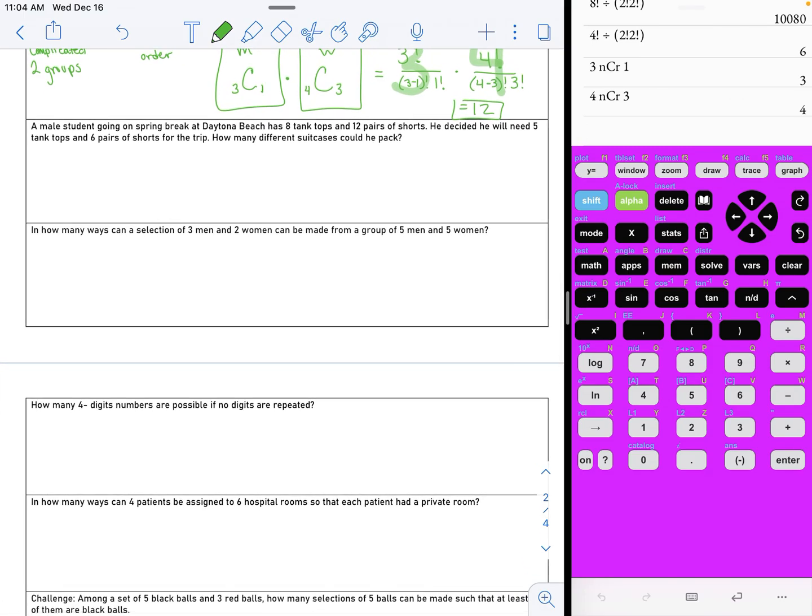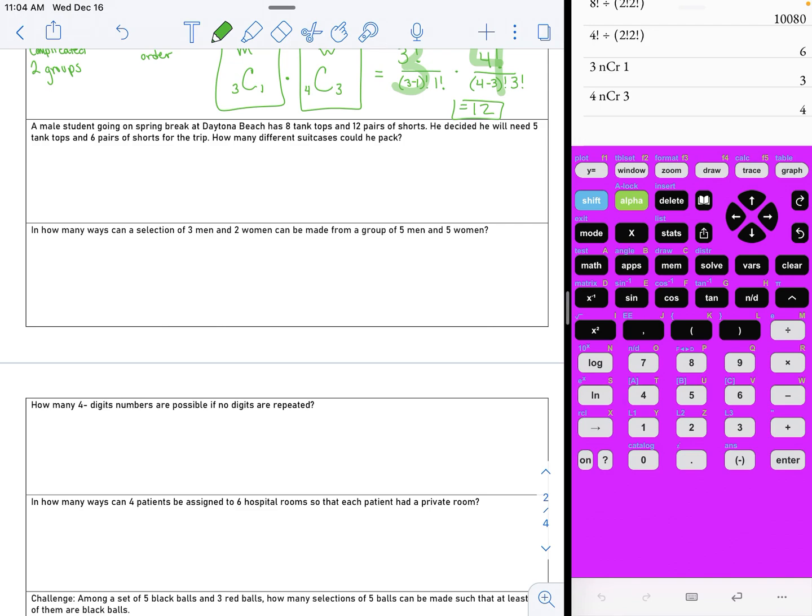A student is going on spring break at Daytona Beach. He has 8 tank tops and 12 pairs of shorts. So those sound like 2 totals. He decides he's going to need 5 tank tops and 6 pairs of shorts for the trip. How many different suitcases can he pack?